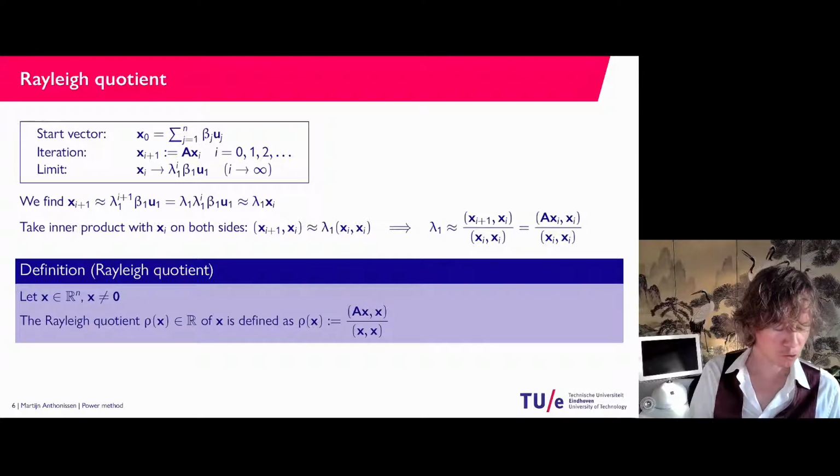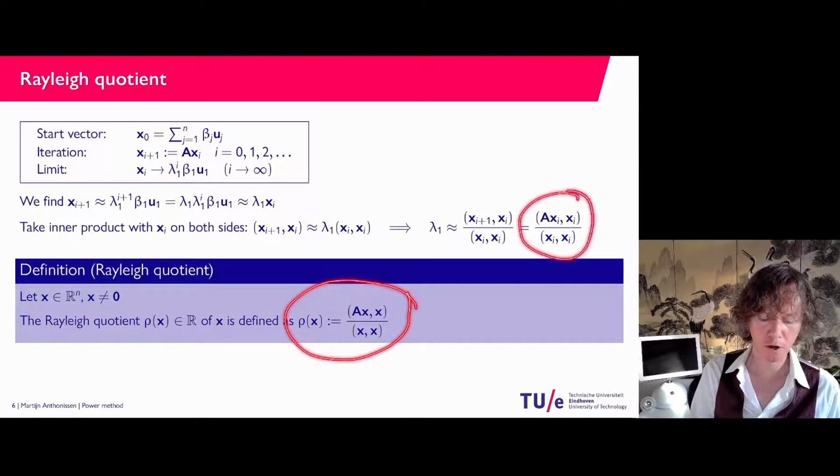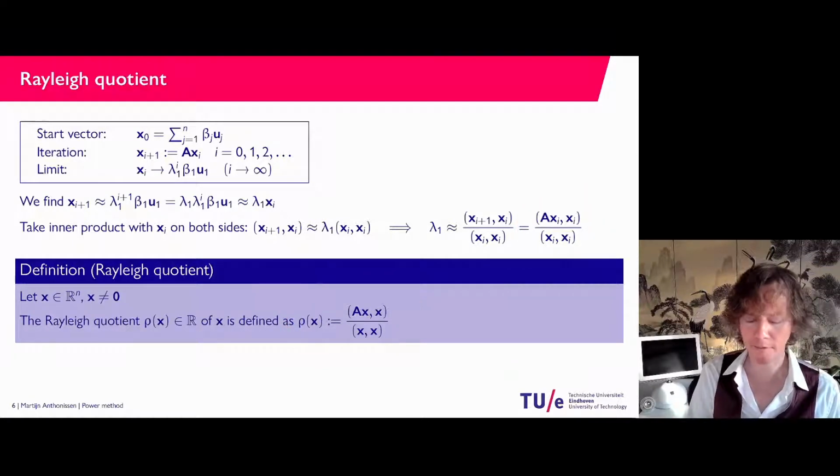Now this formula is called a Rayleigh quotient. So a Rayleigh quotient, rho of x for a vector x, is defined as precisely this quotient. And you see why they are important, because if we do the power method, then apparently we can use this Rayleigh quotient to approximate the eigenvalue.